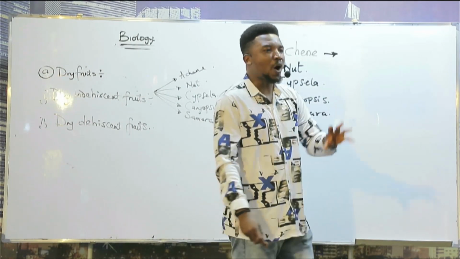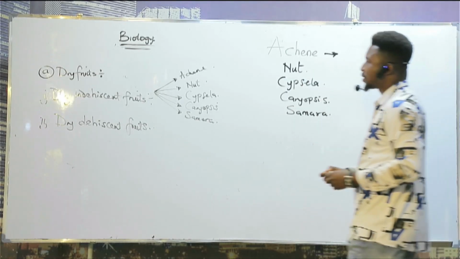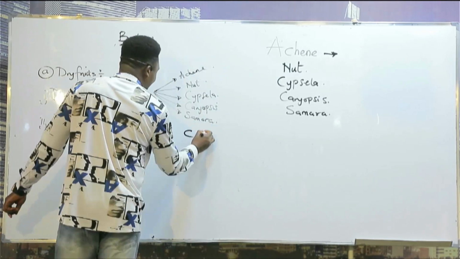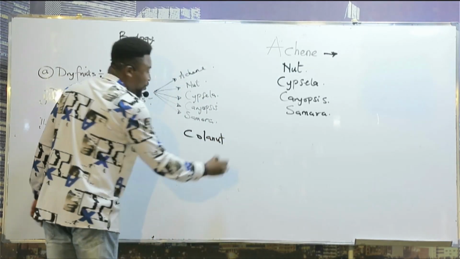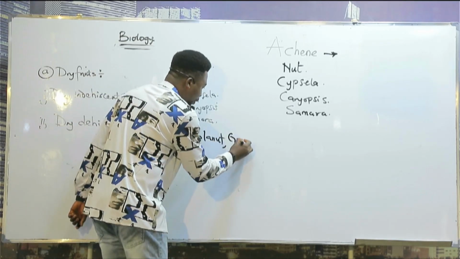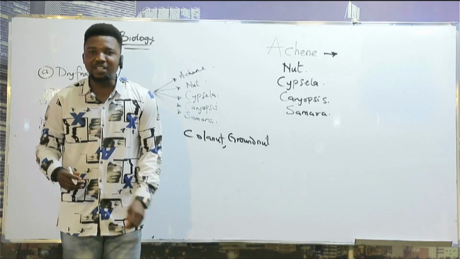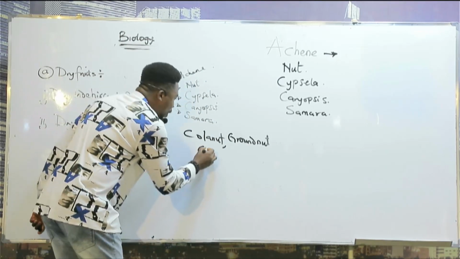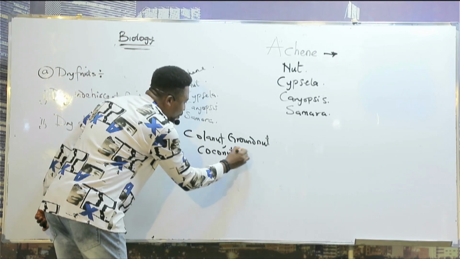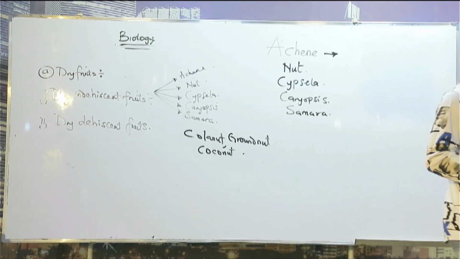Cashew nut. But all other ones that have nut inside are not nuts. Like the kola nut, your kola nut is not a nut. Which other one? Groundnut is not a nut. Where do we group it? Legumes. Your coconut is not a nut. Tiger nut, is it a nut?